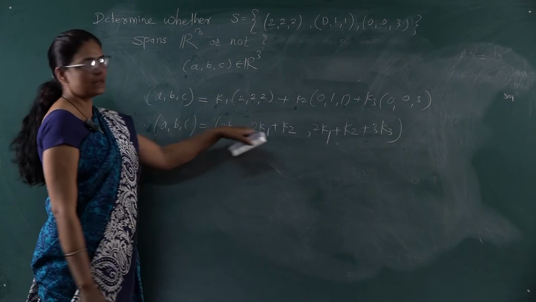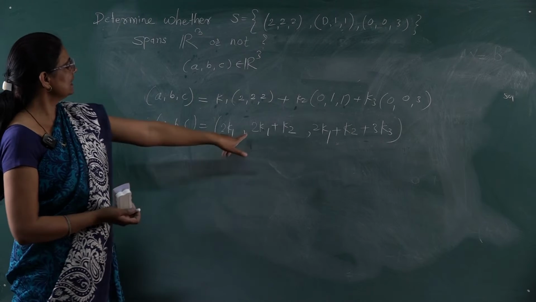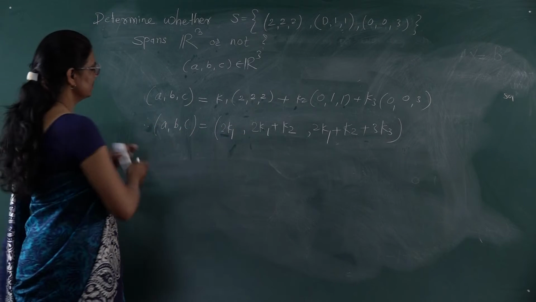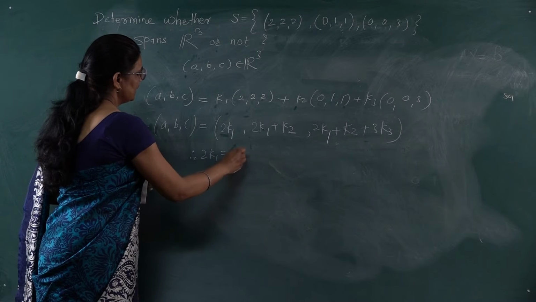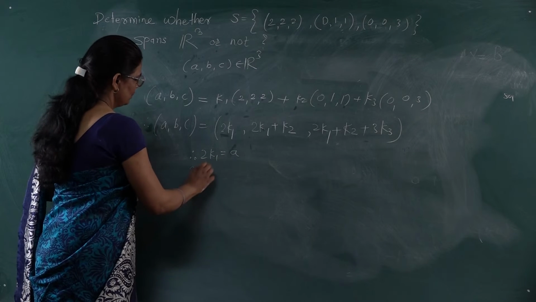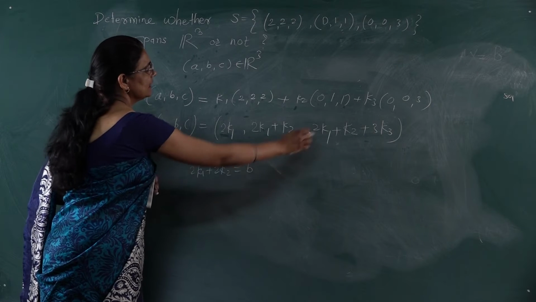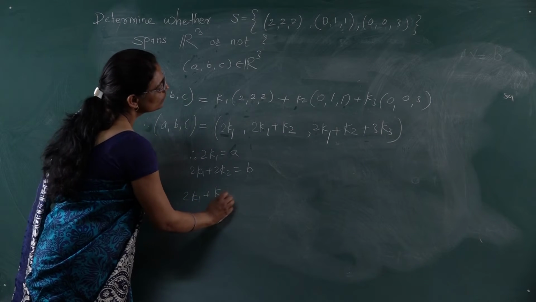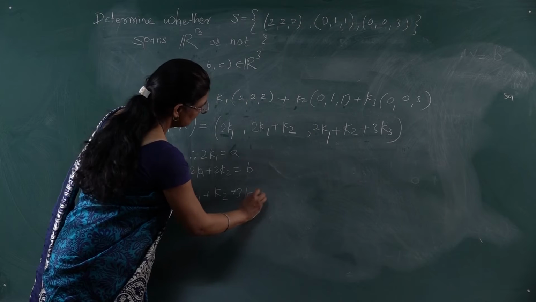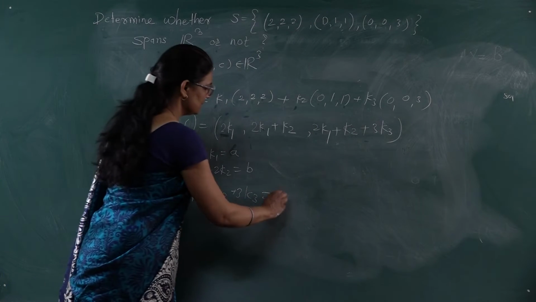So these 2 vectors are equal. Equating the components, we get the following. I write this vector first and then write this one. Therefore, 2K1 equals A. Next, 2K1 plus K2 equals B. And the third component is here: 2K1 plus K2 plus 3 times K3 is equal to C, the third component of this side.